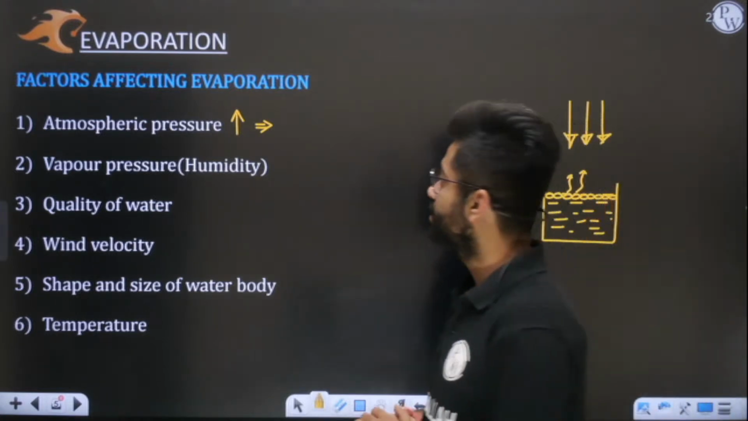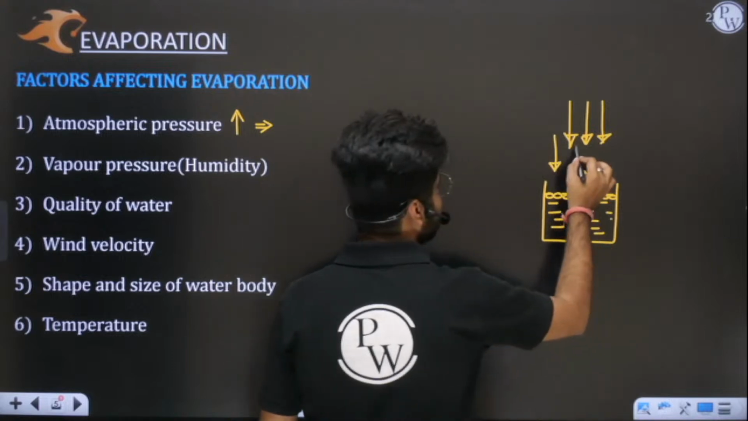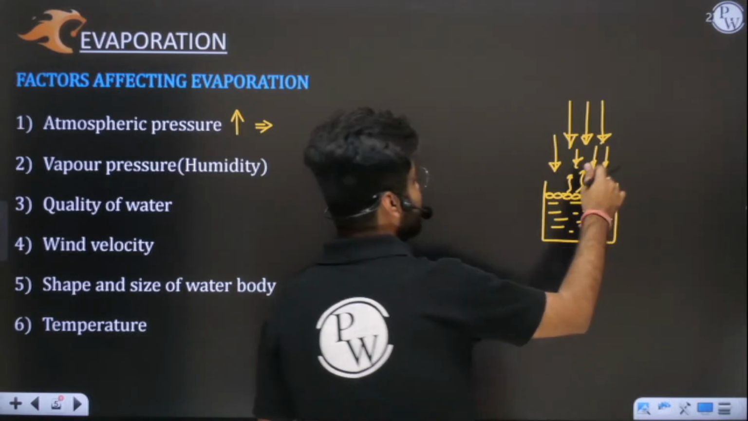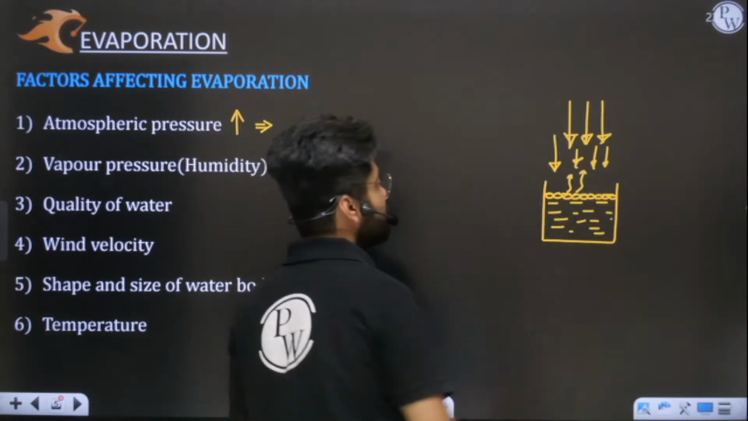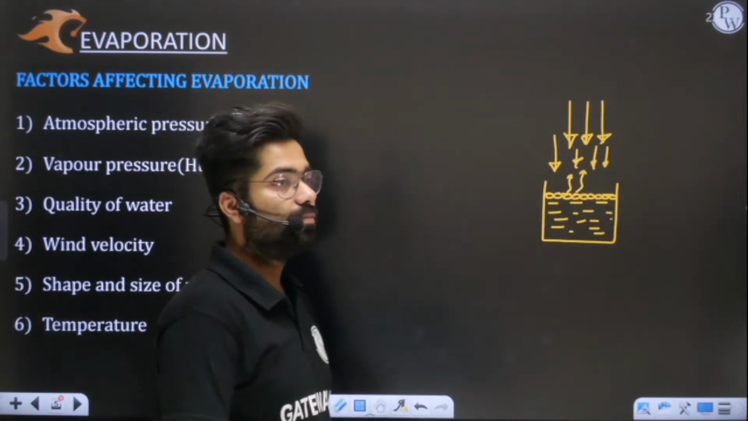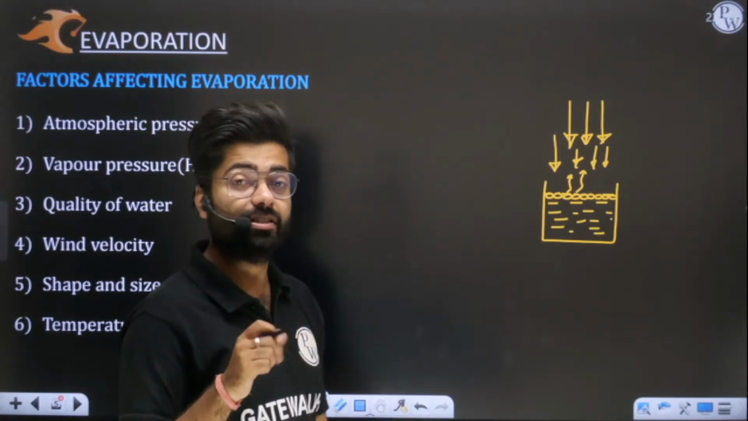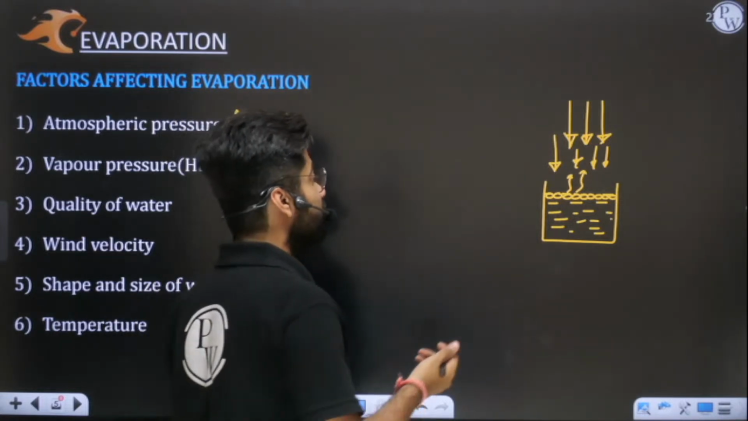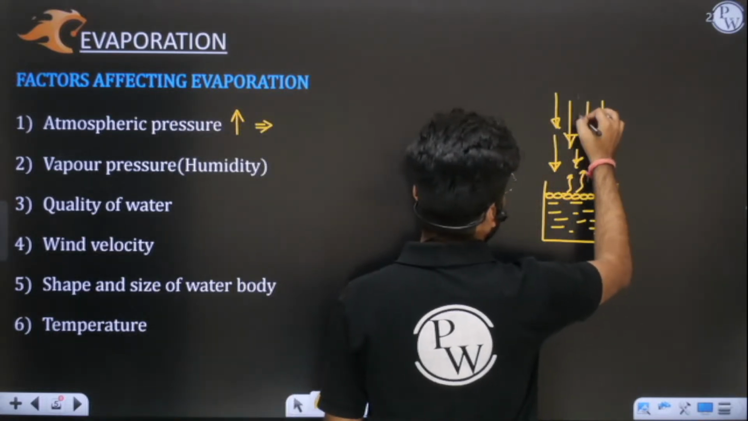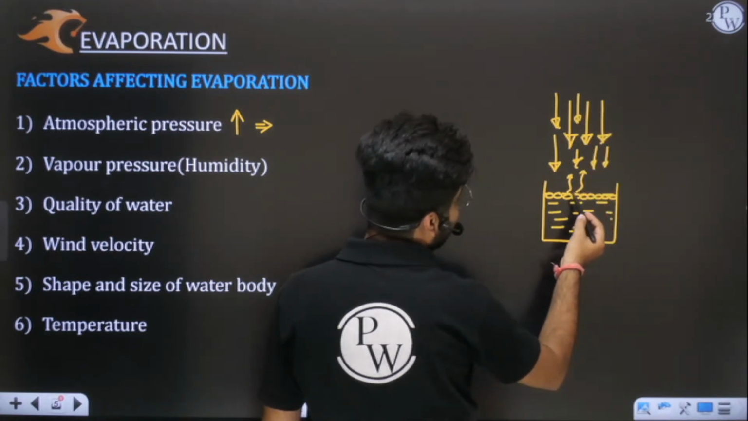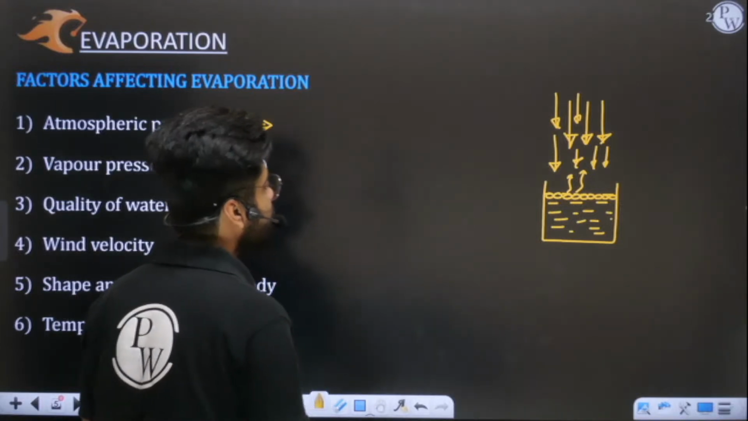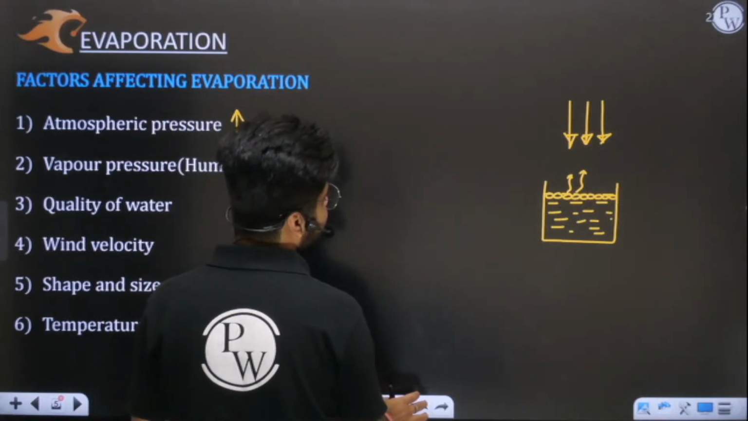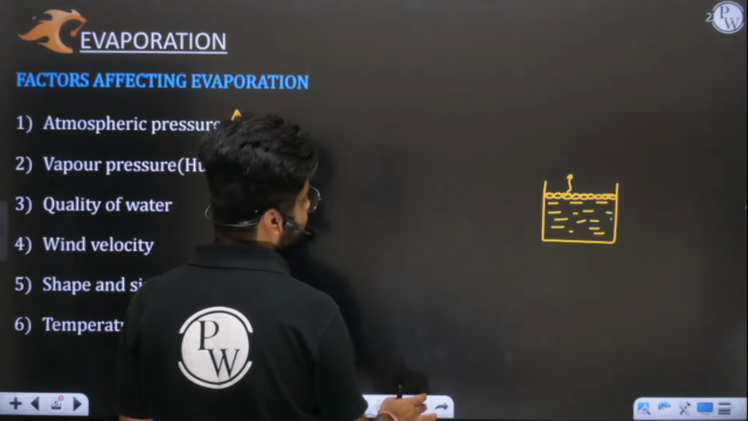Atmospheric pressure. Now, if atmospheric pressure is increasing, if the weight of the air is increasing above us, then obviously these molecules will not be able to escape the surface easily. It is not easy for them because the weight is increasing. The more the weight of the air, the more tough it is for water molecules to escape. Yes or no? So I can simply say that when atmospheric pressure increases, evaporation will go down.